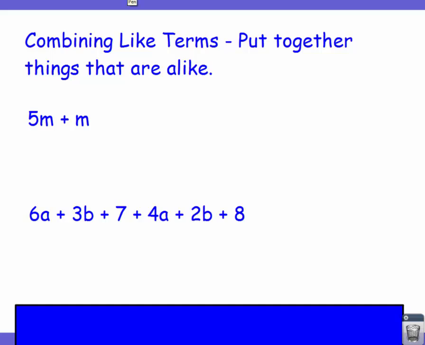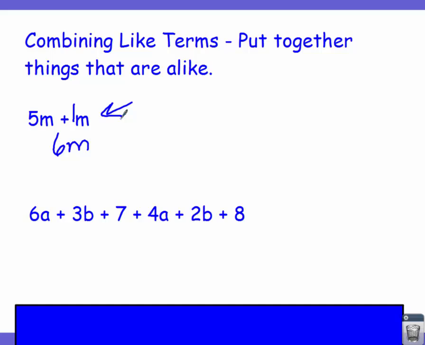So this first one says 5m plus m. Well, we know that this m right here does have a 1 in front of it. So this is 5m plus 1m, which is equivalent to 6m. Basically what we're looking at today is how do I simplify expressions that are like this when I have things that are alike within it. So the overall instruction I'm going to give you today is about how do I simplify each of these expressions.